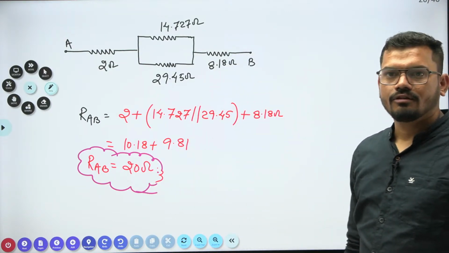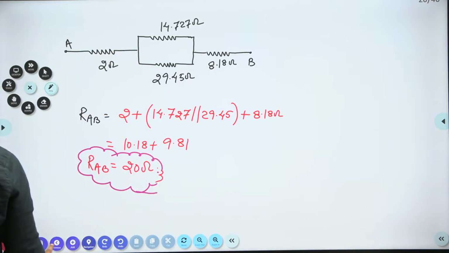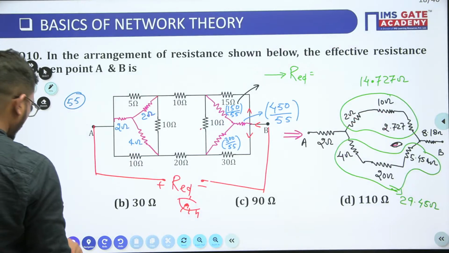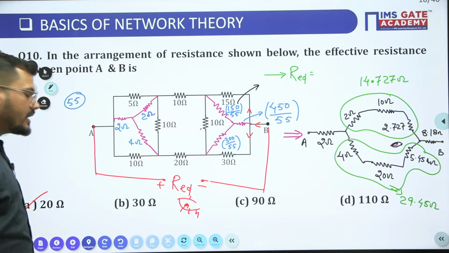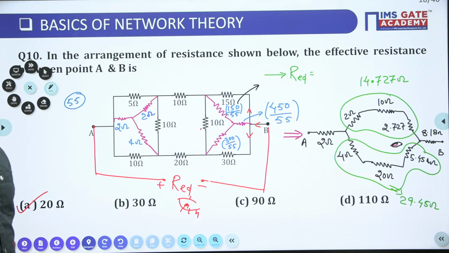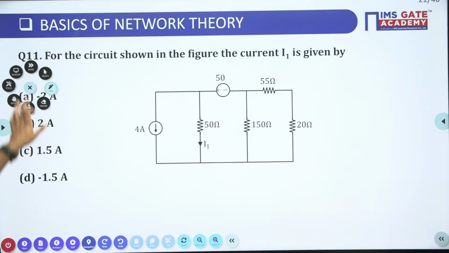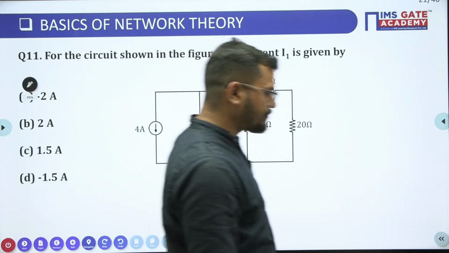Okay. Very good, guys. So the correct option is how much, guys? Sorry. So the correct option is A, 20 ohm. Very good, Krishna. Okay. So let us try this question, guys.